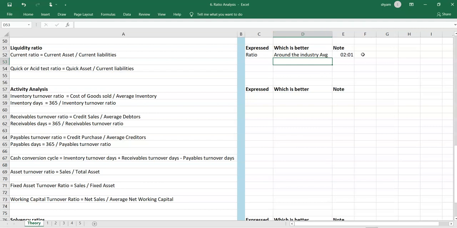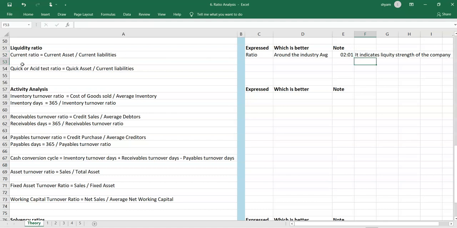So a company should have a decent amount of current ratio. If it's going to be very low, it indicates the liquidity strength of a company.